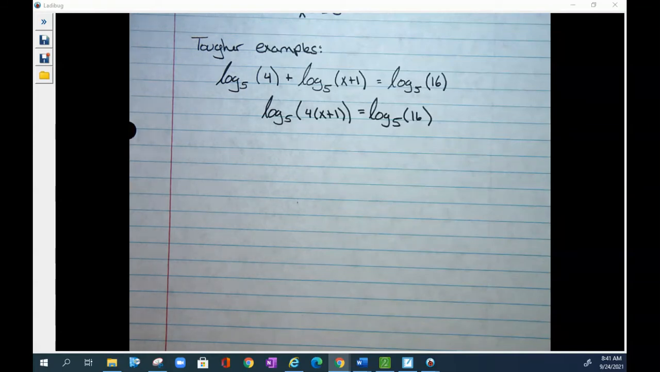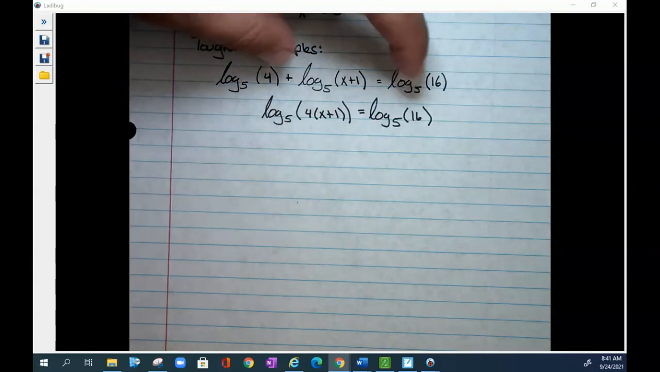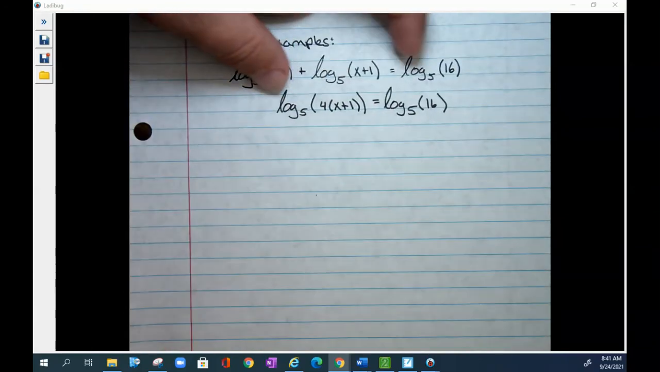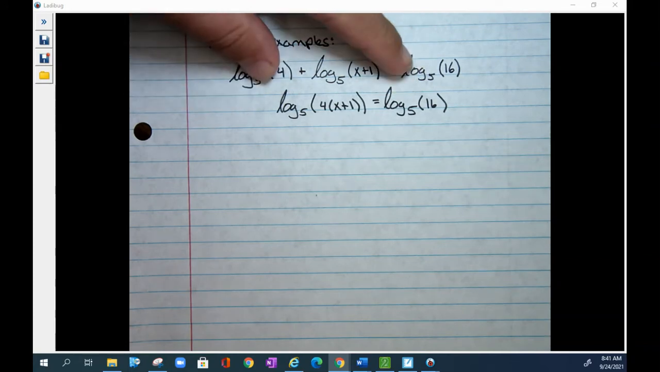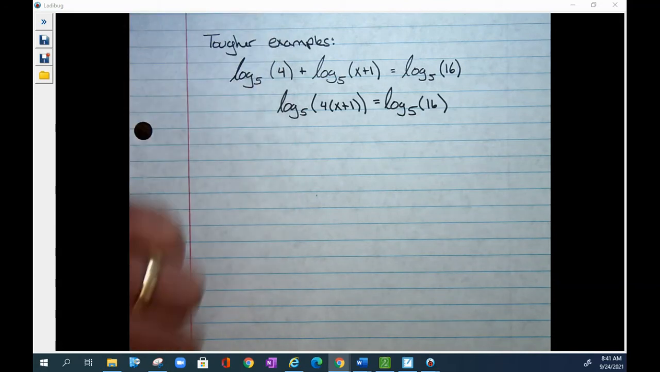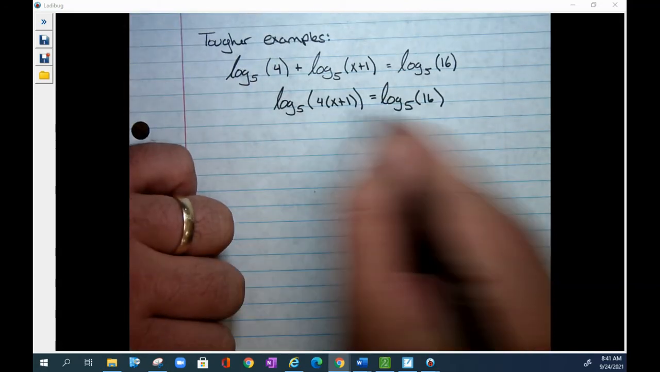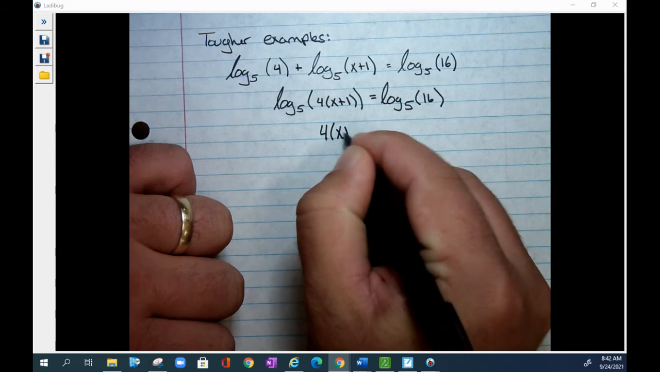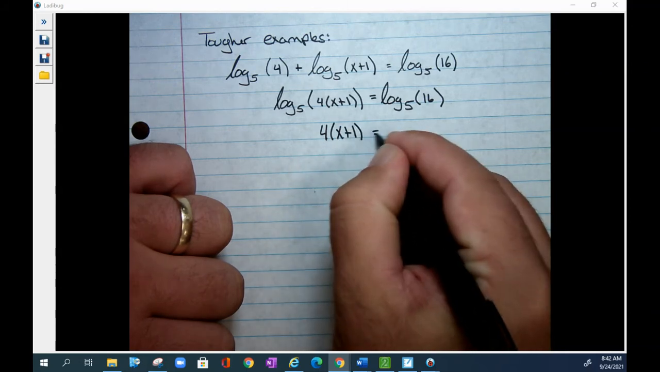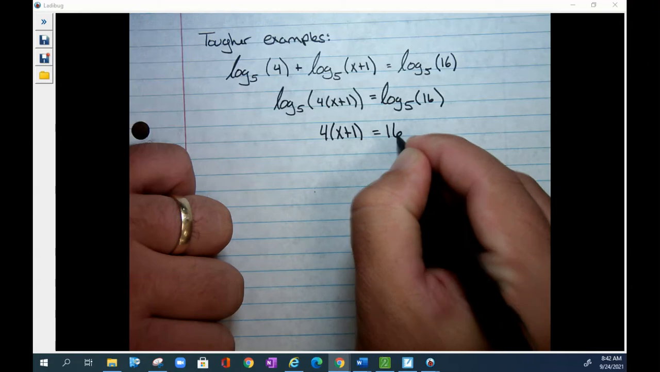The reason that I did that is because I see that I've got logs on both sides, and if I combine these, I get right back to one of those problems that we were just doing up above. So we go from a tougher problem to a pretty easy problem. Now I can drop my log base 5s, and I've got 4 times x plus 1 equals 16, like that.